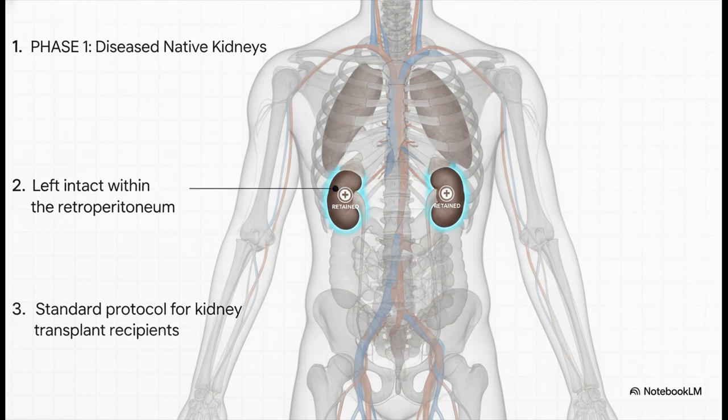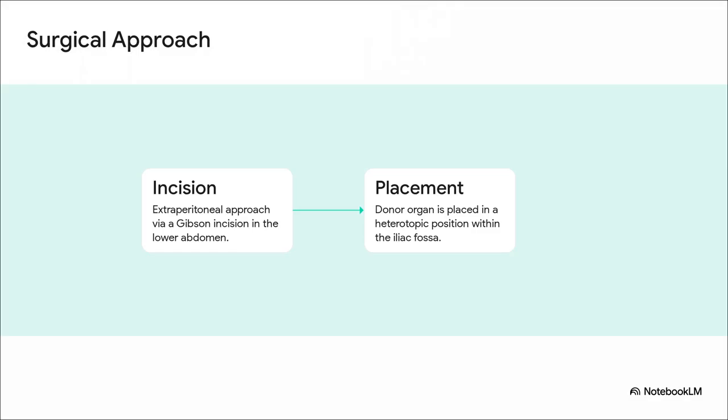We're talking severe chronic infections, intractable hypertension, or maybe if a patient has severe ADPKD, where the cysts have made the native kidneys so massive there literally isn't enough physical space for the new one. But standard protocol, the old kidneys stay exactly where they are. So the old kidneys stay put. Where does the new one actually go?